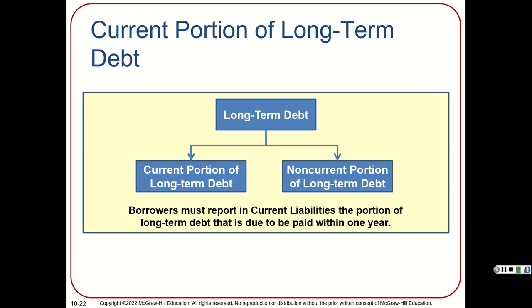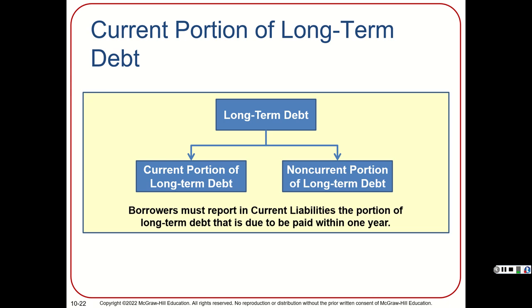The current portion of long-term debt. Again, this means that the company has signed a long-term note, for example, a 5-year note. But on the balance sheet, we have 2 sections, remember. We have a current liability and a long-term liability. The current portion of the liabilities is recorded separate from the rest of the long-term debt.